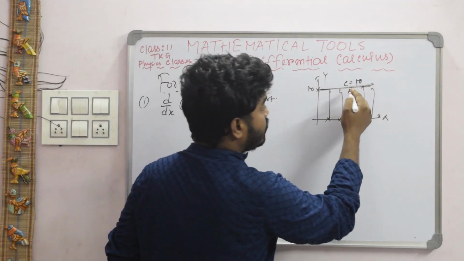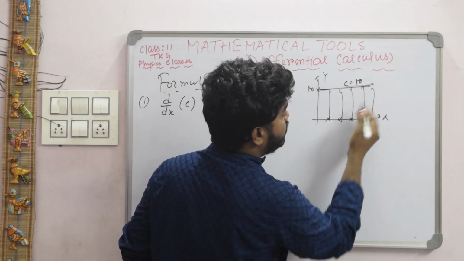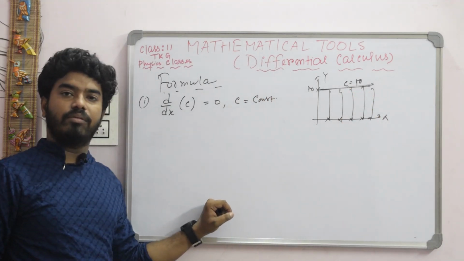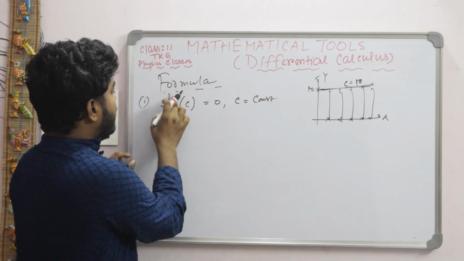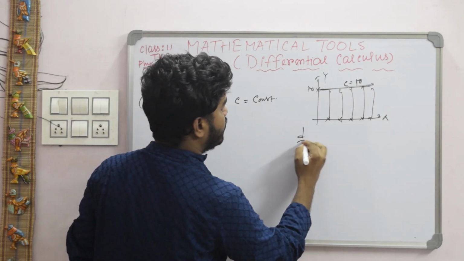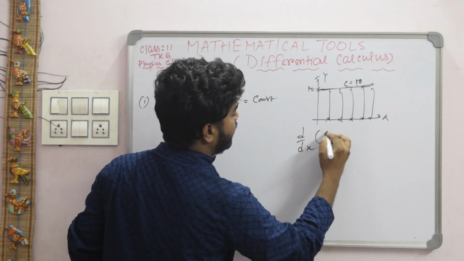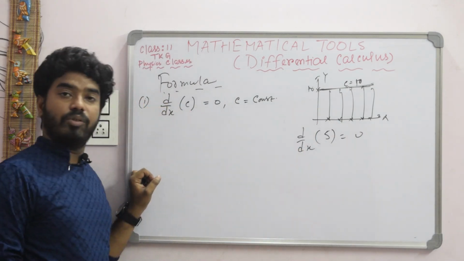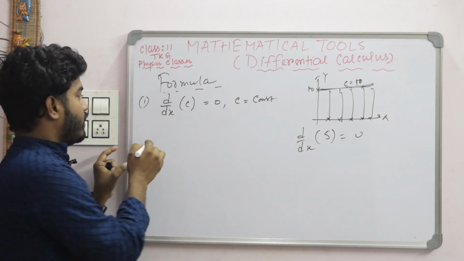You can find the slope of this line, and the slope is 0, right? So d/dx of c, where c is a constant, is 0. Suppose the question is given d/dx of 5, you can write the answer 0 because 5 is a constant.